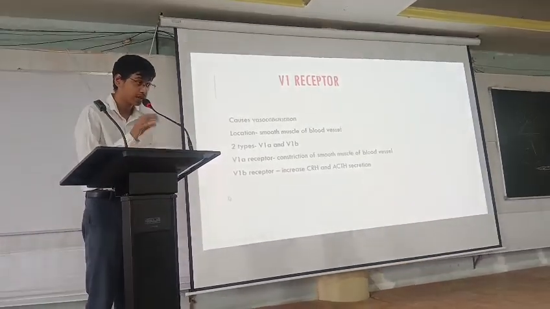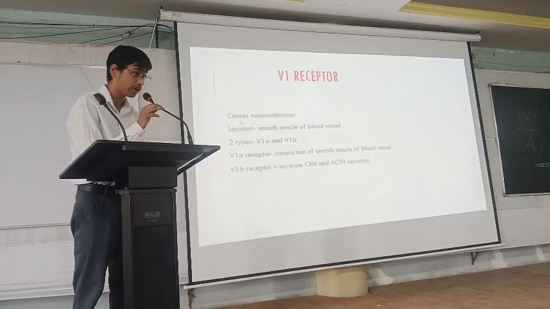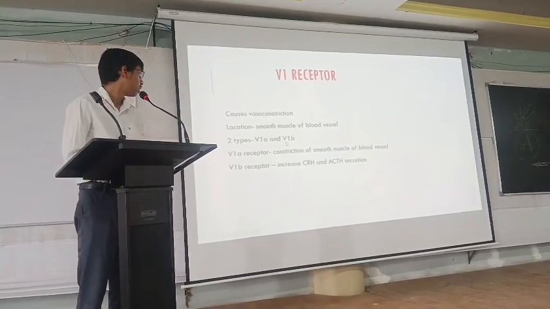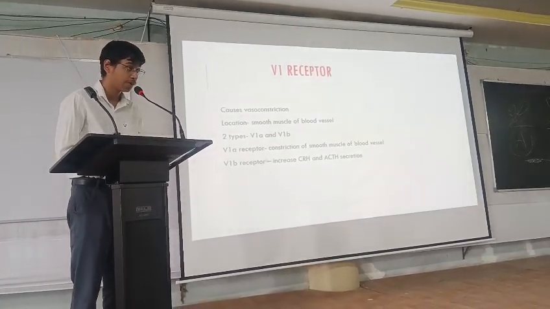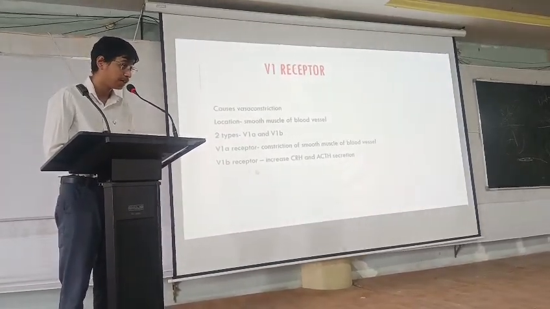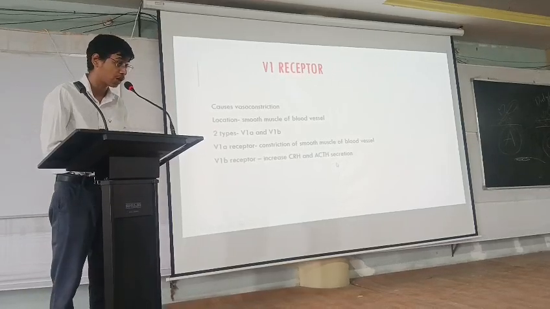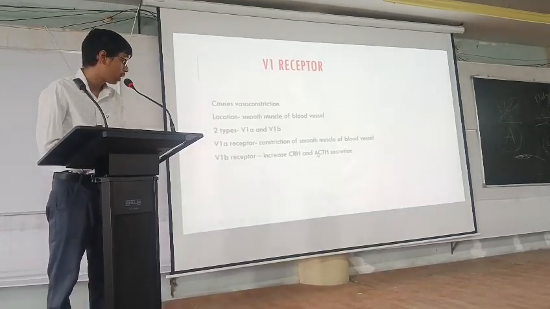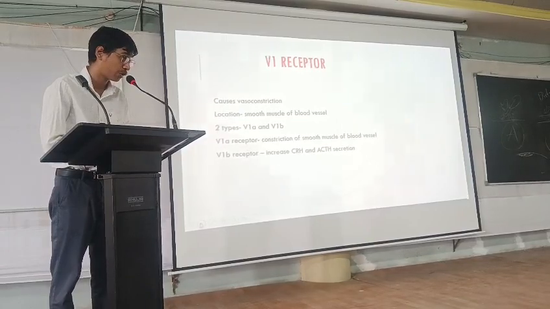Now coming to the V1 receptors, they are subdivided into V1A and V1B. V1A receptors help in constriction of smooth muscle of the blood vessels. V1B increases the corticotrophin releasing hormone, which in turn leads to more adrenocorticotrophic hormone.